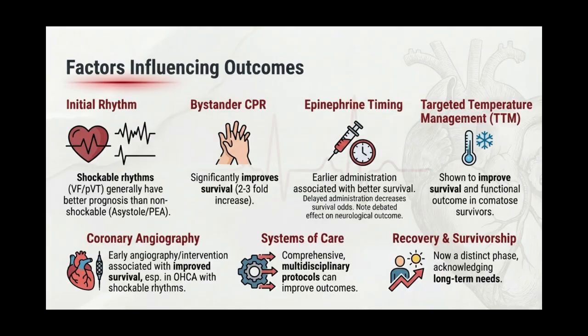Targeted temperature management is another critical factor. It has been shown to improve survival rates and functional outcomes in comatose survivors of cardiac arrest. For adults who do not follow commands after achieving return of spontaneous circulation, temperature control is advisable, maintaining a range between 32 degrees Celsius and 37.5 degrees Celsius.